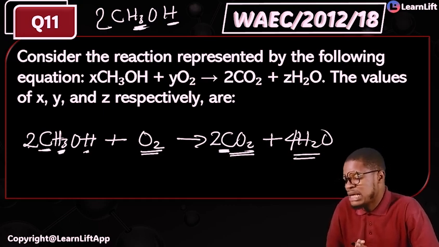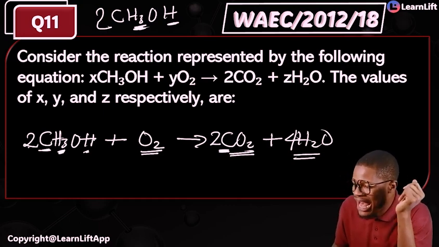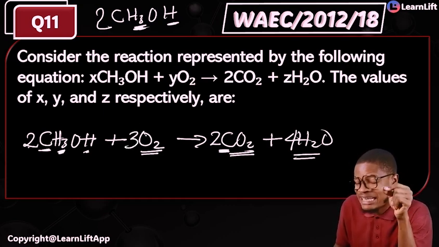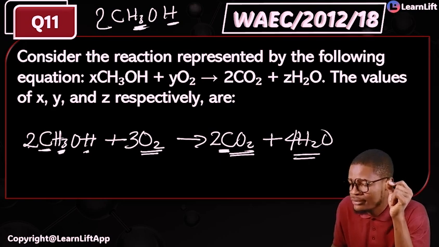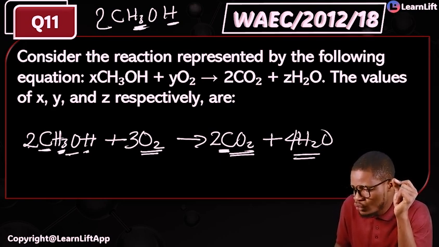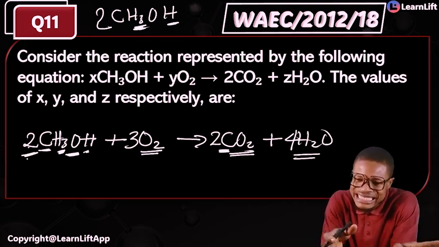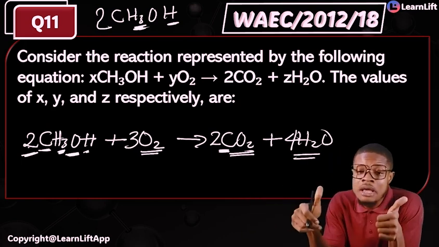Because on the reactant side, I just have how many? 4. So if I add 3 here, how many oxygen is now on the reactant side? 6, plus these 2 here, that's 8 on the reactant. On the product, 8. Hooray, balanced.